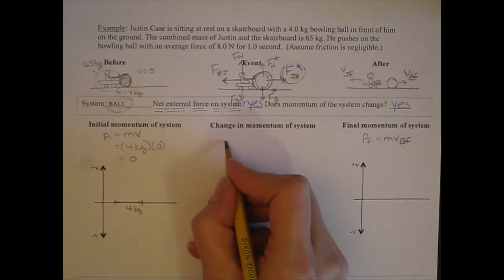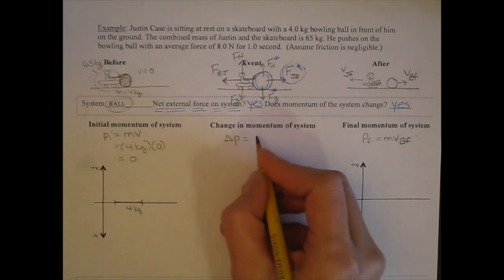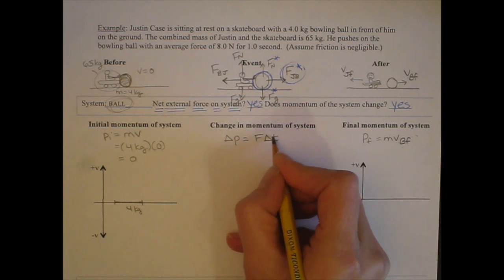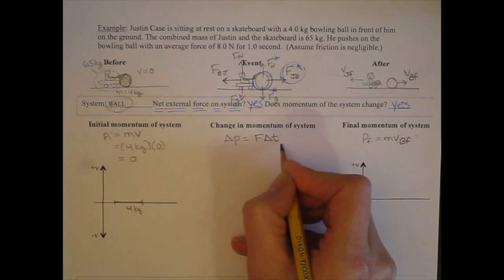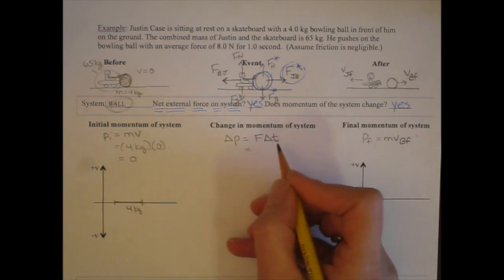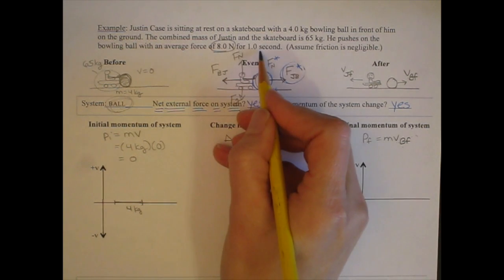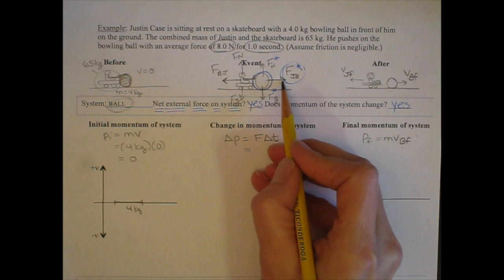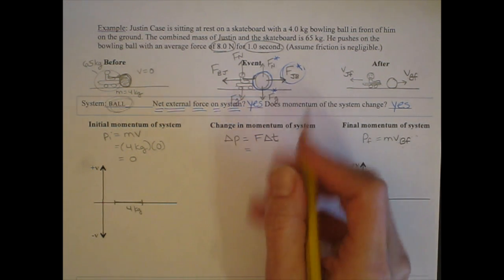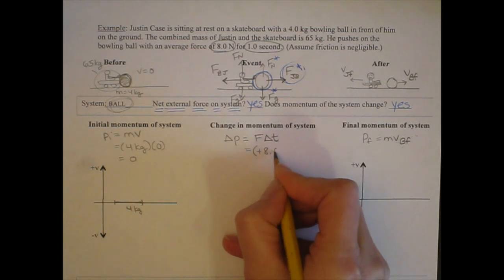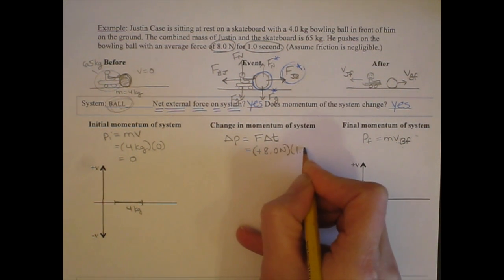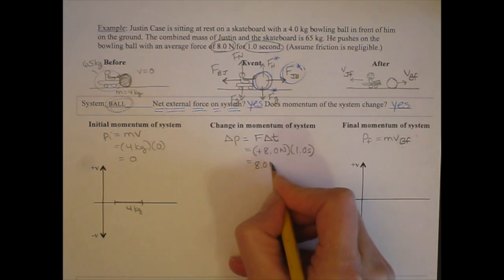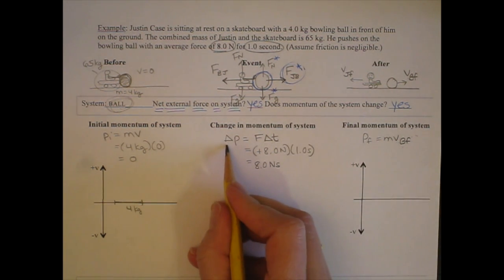So let's take a look at the change in momentum of the system. Change in momentum is equal to the impulse. It's caused by this force that acts over a period of time. So I think we have some force and time information. We have a force of 8 newtons and we have a time of 1 second. And let me think about the force. What's the direction of my force? Always think about the direction of your force. That is positive. So positive 8 newtons times 1 second gives me an impulse of 8 newton seconds. And that is my change in momentum.